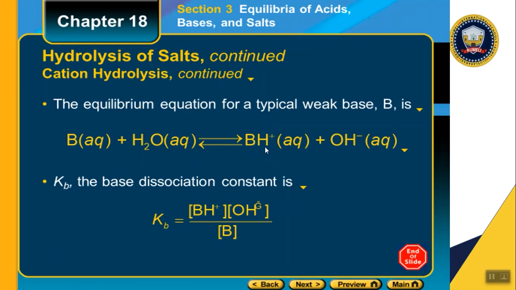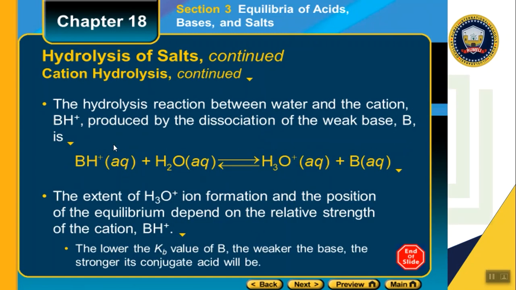This BH positive will hydrolyze again in water. Here this BH positive will react again with water to produce what? To produce hydronium ion and B in the aqueous solution. This hydronium ion will shift the pH from alkaline to the acidic. So the solution resulting from the reaction between strong acid and weak base, is this solution alkaline or acidic? It's acidic.